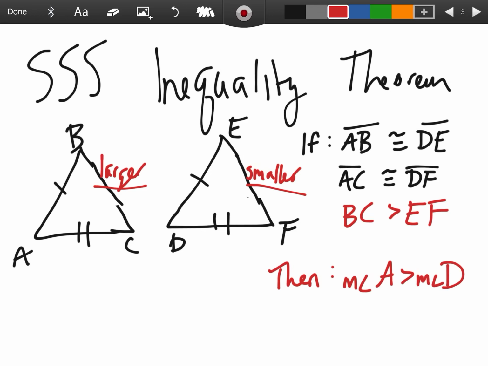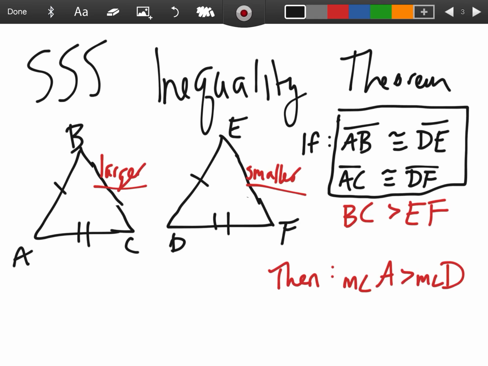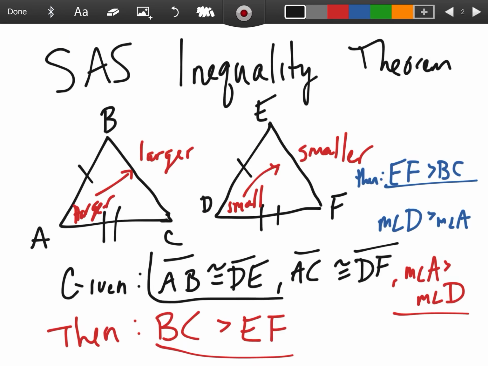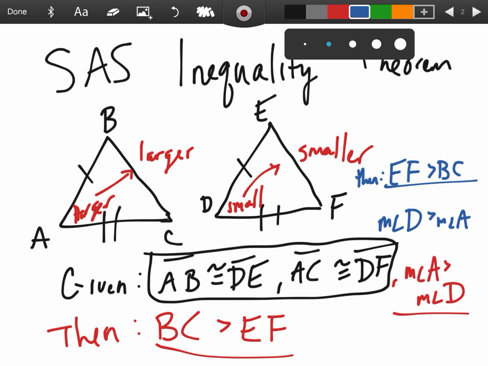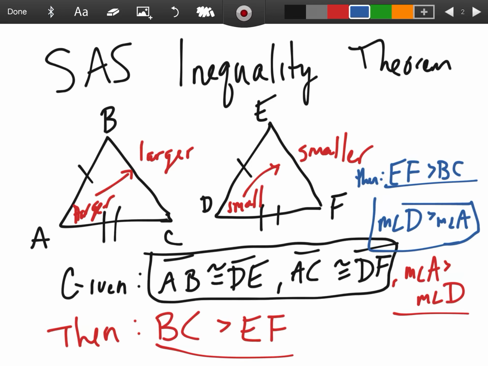We saw the side angle side inequality theorem earlier. What you might notice is that the first part of each of these doesn't really change. We know that we have two pairs of congruent sides in both of these. Then the only piece of information that changes is that here I know that one of the sides is bigger than the other side, so that tells me the angle is bigger than the other angle. Whereas in the side angle side inequality, it tells me that one of the angles is bigger than the other angle, allowing me to then determine that one of the sides is bigger than the other side.